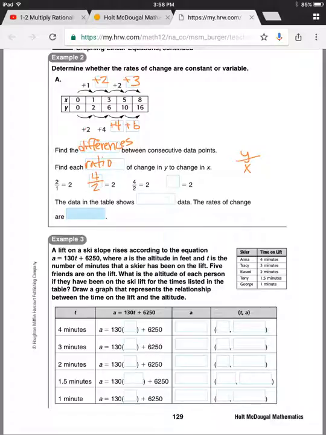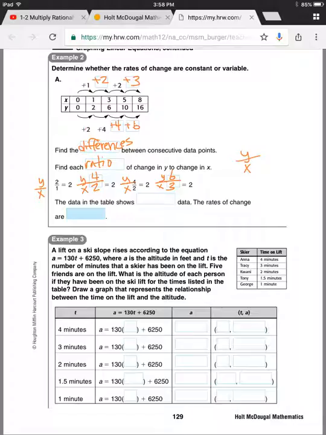4 divided by 2 is 2. The third change, we added 4 over adding 2. And the fourth change, we added 6 over adding 3 and got 2. So this is y over x, y over x, y over x, y over x. So it was our change in y over our change in x.